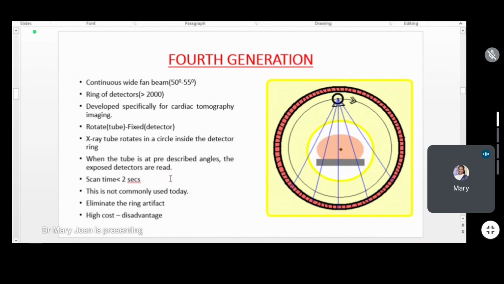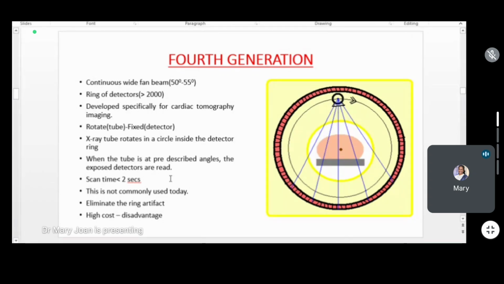So here is the next generation, fourth generation CT scanners. Here you can see from the picture itself, the continuous wide fan beam 50 degree to 55 degree, which is able to cover the whole patient body. And the rings of detectors, more than 2000 detectors are there, which is placed in a ring around the patient and developed specifically for cardiac tomography imaging. The fourth generation CT scanners were specifically developed for cardiac tomography.